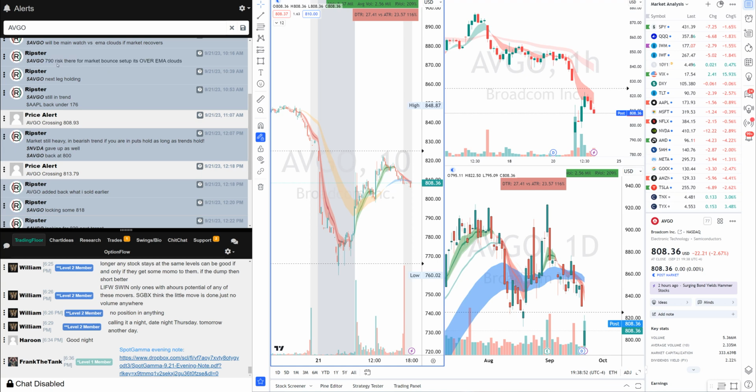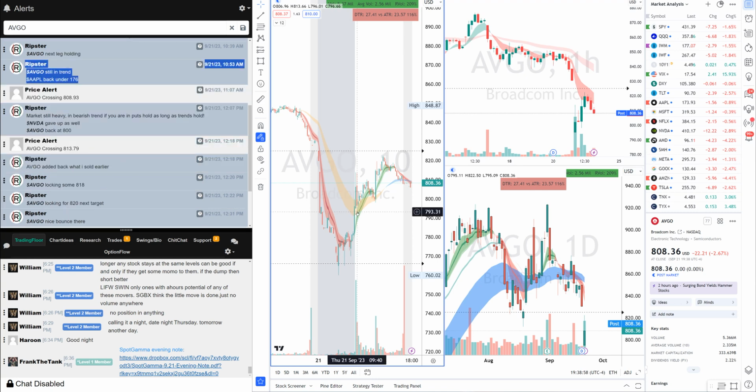790 risk here. All day AVGO is still in trend. Then AVGO news all day in the trend. The first trade was from 795s to 808. Then I sold some. When it started pulling back, I sold everything.